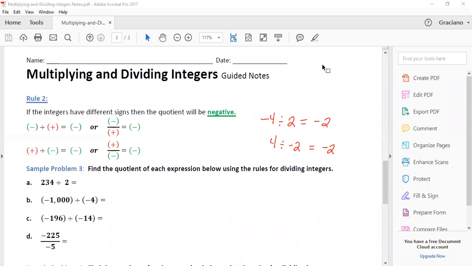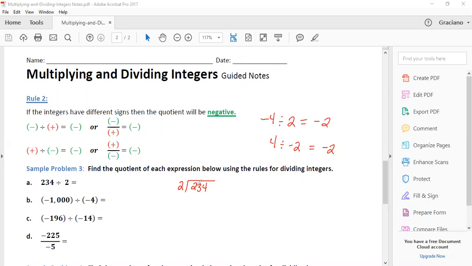Let's try these sample problems down here. Sample problem set number 3, A through D. We're just going to do the regular division. We're dividing 234 by 2. Those are both positive numbers, so my answer is going to be positive. I know that already.